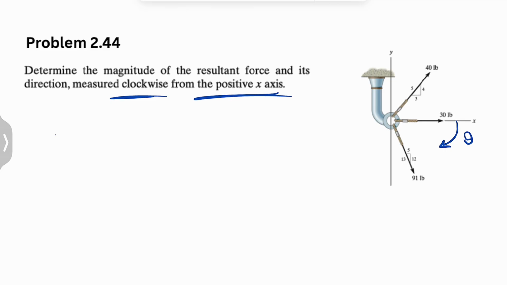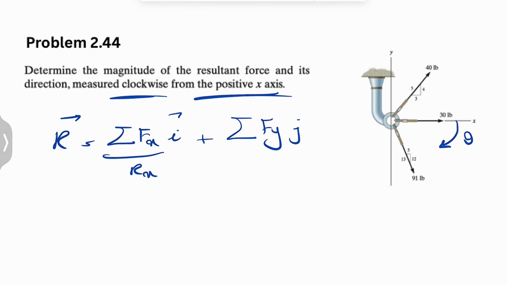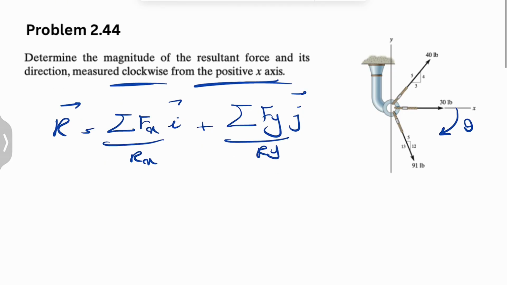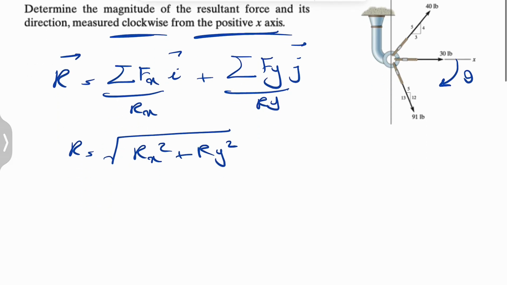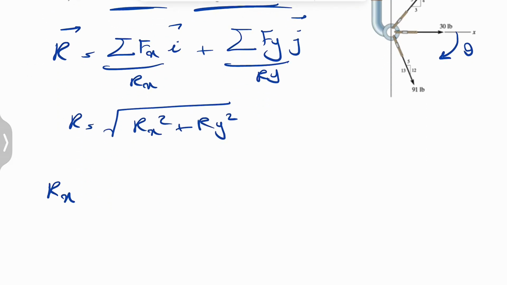So basically, we're going to solve this by resolving each force into x and y components, and at the end our resultant will be the sum of all forces in x, which we can call Rx, plus the sum of all forces in the y direction, which will be our Ry. So we can express R in vector form, and our resultant magnitude would be the square root of Rx squared plus Ry squared. All right, let's start with the Rx.